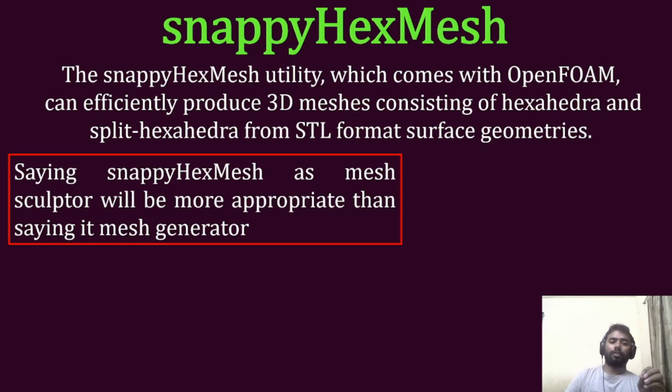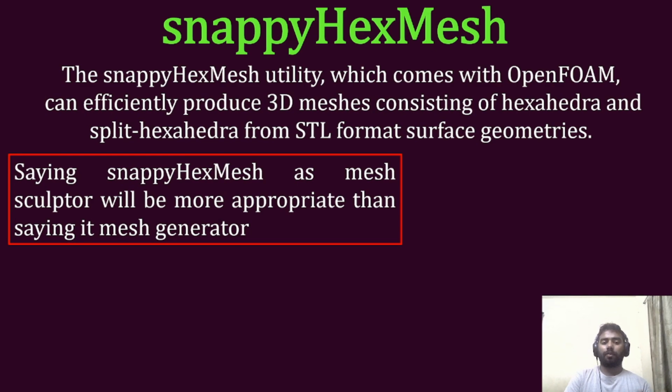Speaking about snappyHexMesh, it can be used to produce 3D meshes which consist of hexahedra or split hexahedra. Generally snappyHexMesh is used with the STL format of surface geometry. So this is the basic idea: you take some STL format surface geometry, and using that STL geometry, you create some complex kind of meshing.